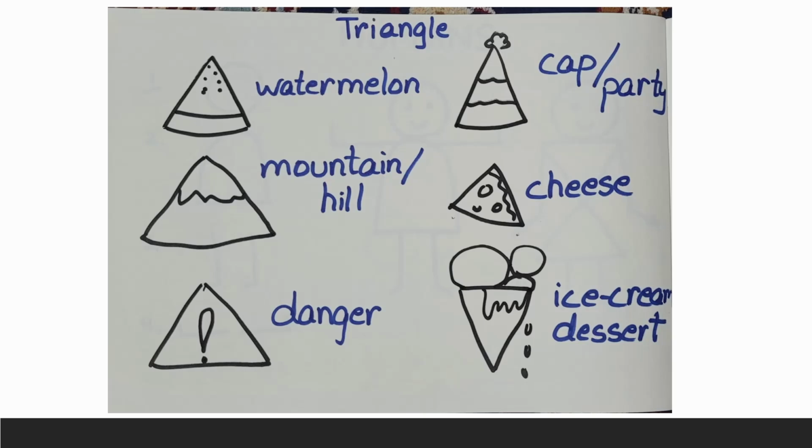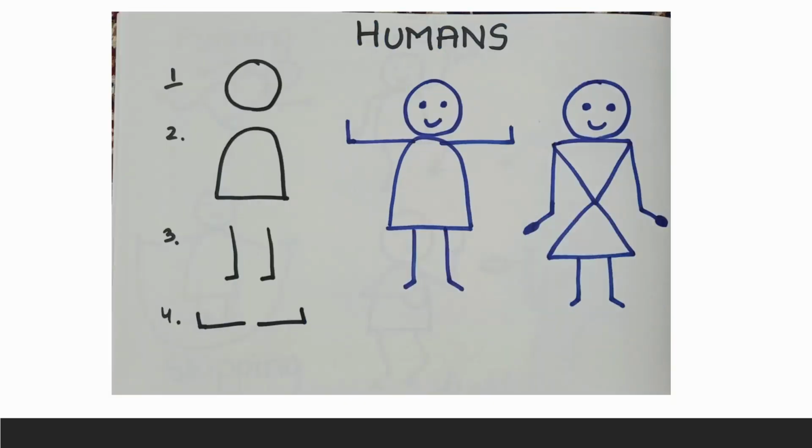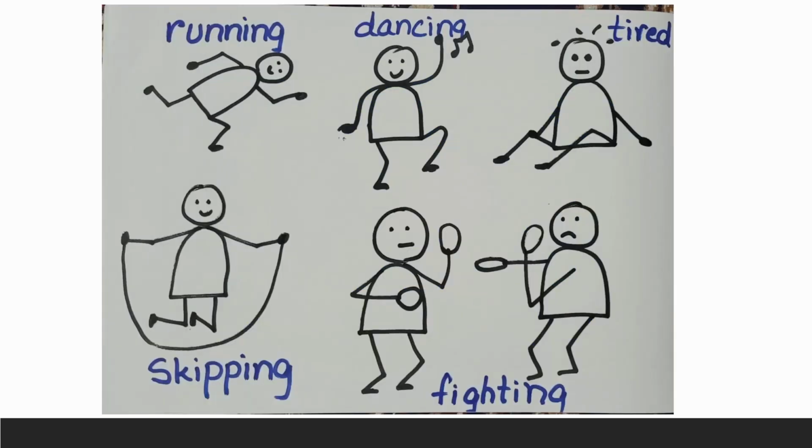Now, let's move on to drawing simple human figures. Once you master the basics, you can show them in action, like running, skipping, or dancing. Now, let's see how we can apply doodling in various subjects.